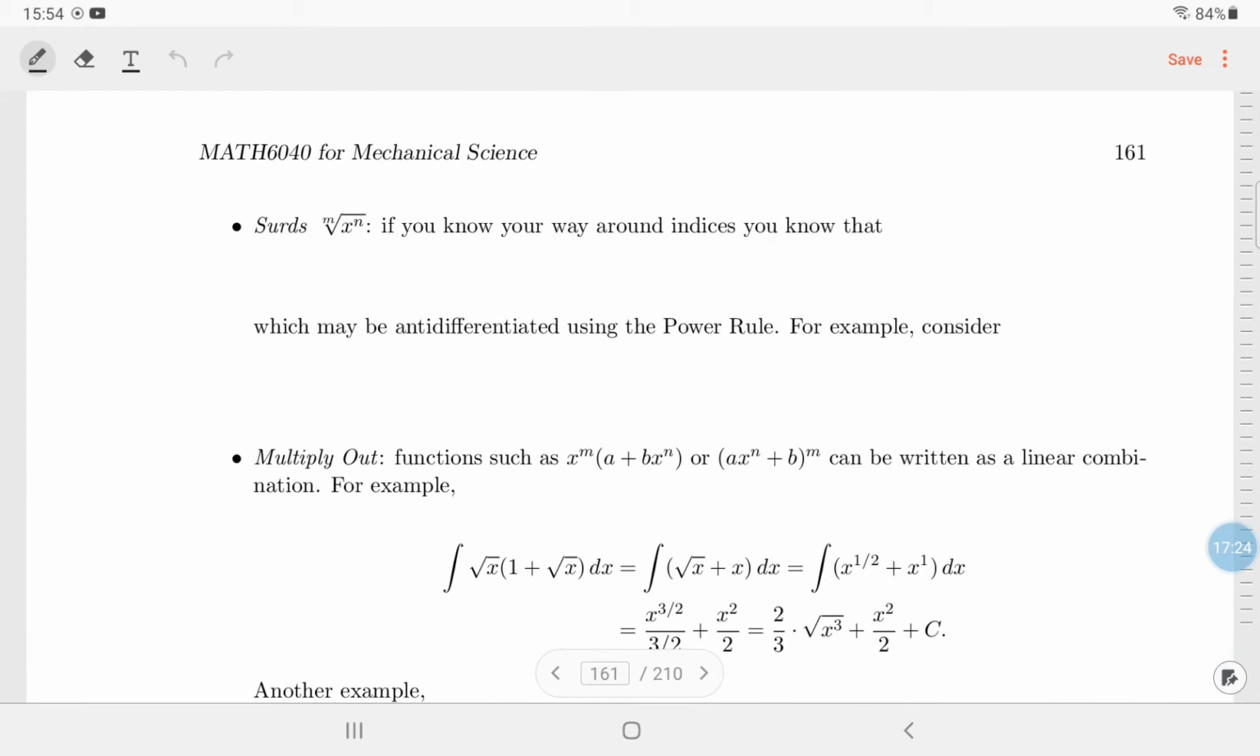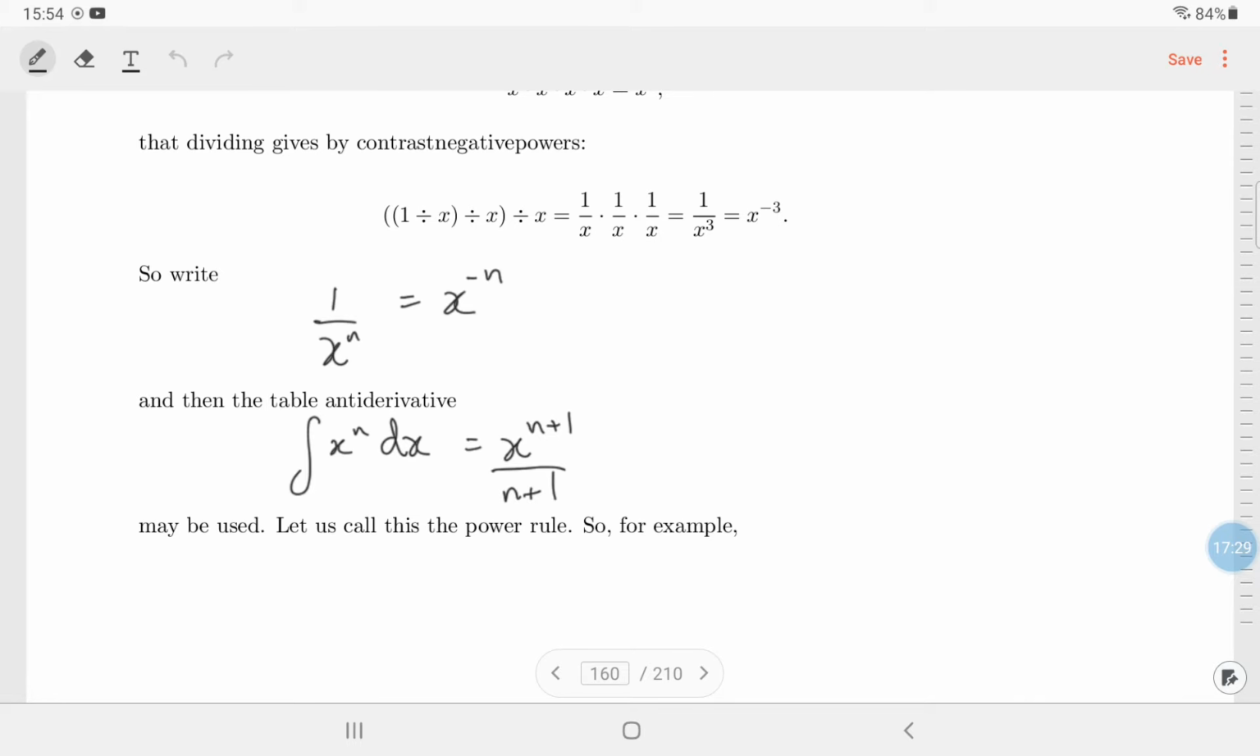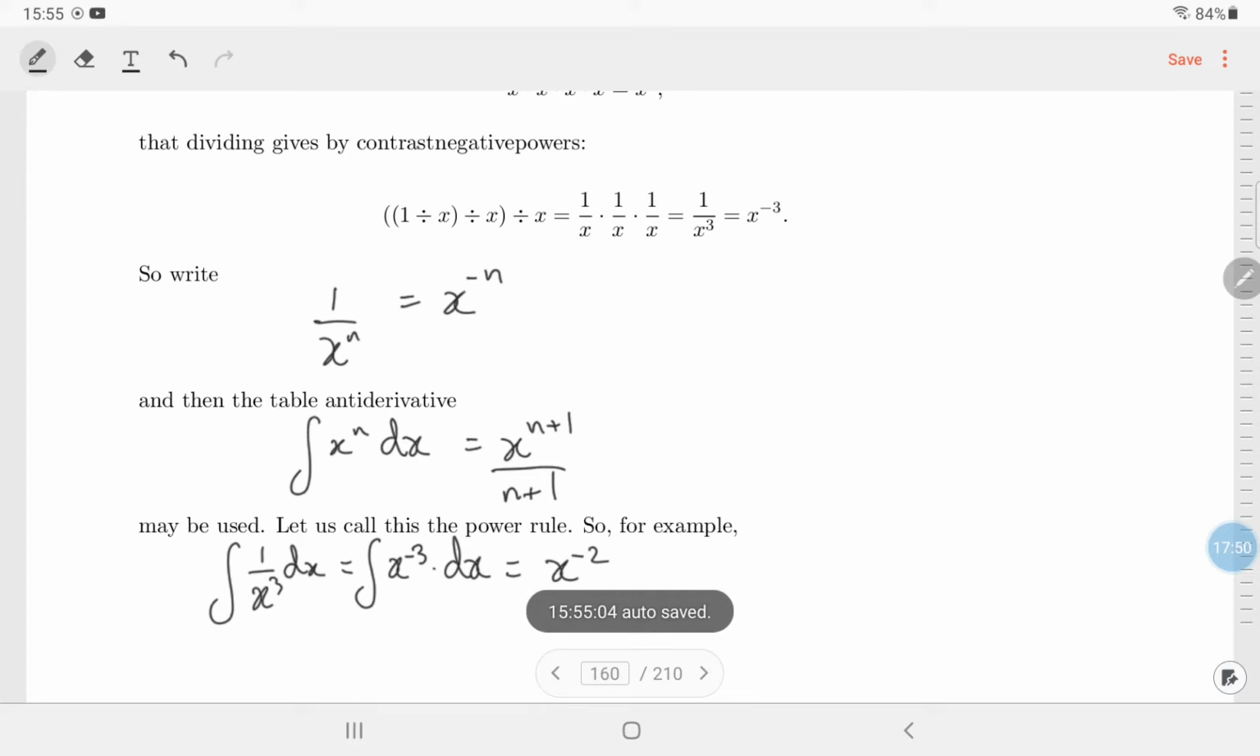Okay, and then, for example, say you're looking at the antiderivative of 1 over x cubed. So you do the manipulation, you rewrite the 1 over x cubed as x to the minus 3, and then use the power rule: add 1 to the power, so minus 3 plus 1 is minus 2, divide by the new power, and then plus c.